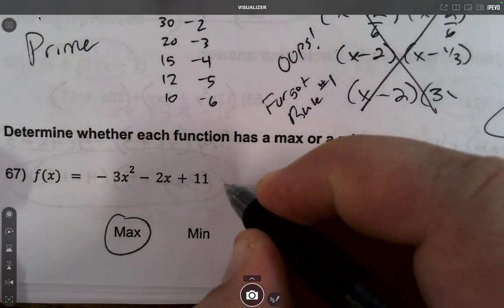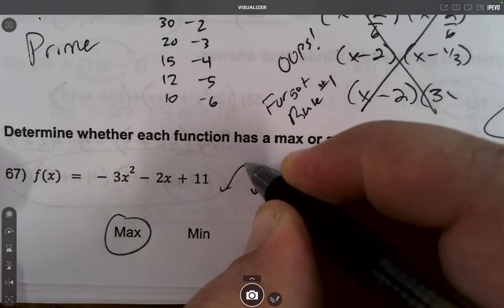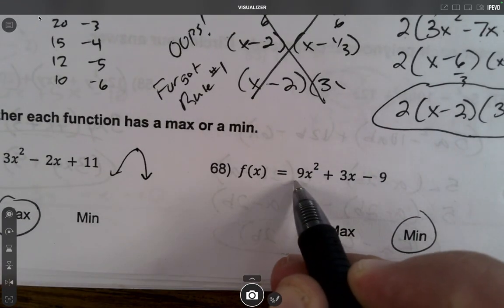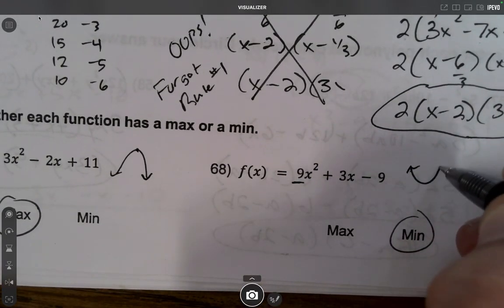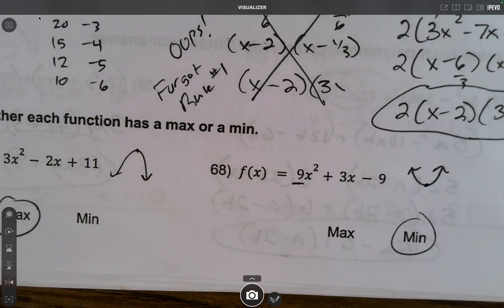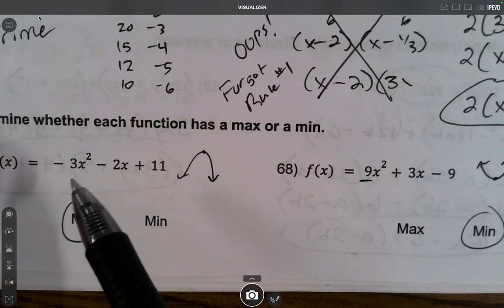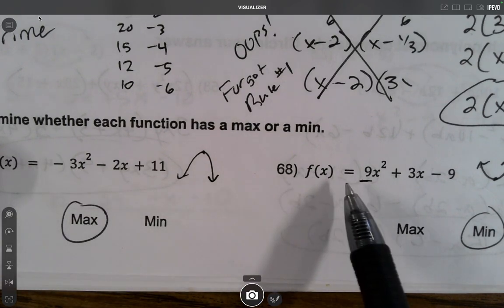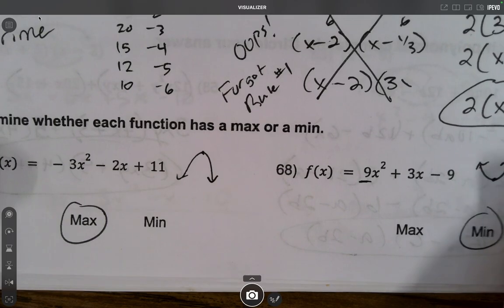If it's negative, that means it's shaped like this, and you have a maximum. If it's positive, like it is in 68, it means you're shaped like this, and you have a minimum. So it just feels backwards, but this is the right way. A negative coefficient means a max. A positive coefficient means a min.